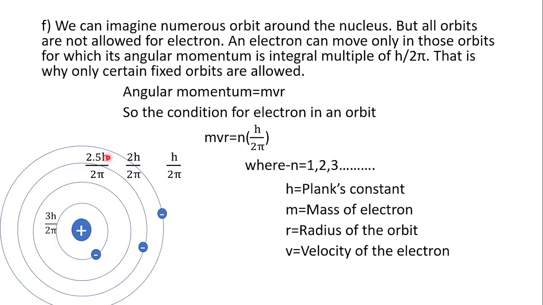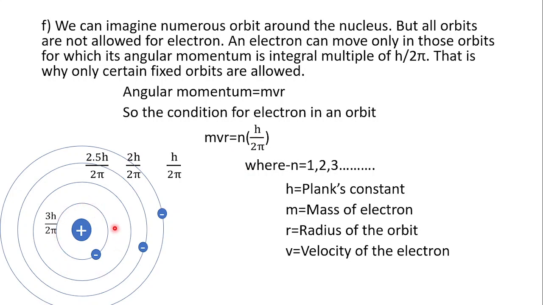Okay, এটা integral multiple নহয়, এটা পূৰ্ণ সংখ্যাৰ multiple নহয়, ই 2.5 আছে। So এই third orbit টো যেটোৰ mvr ৰ ভ্যালু বা মোমেন্টামৰ ভ্যালুটো কি পালো আমি? angular momentumৰ ভ্যালু 2.5 h by twice pi পাইছো। এই অরবিটটোত ইলেক্ট্রন থাকিব নোৱাৰে because its angular momentum value is not integral multiple of h by twice pi.